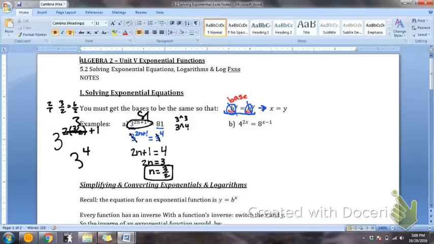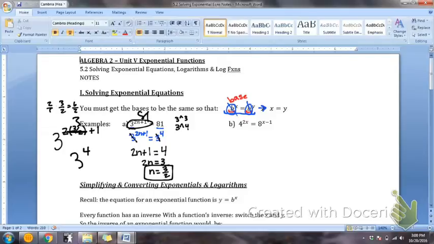I have a base of 4, which is okay. Can I make 8 become a base of 4? Meaning 4 to the something power is going to give me 8. 4 to the second power is what? 16, right? Because we're not doing multiplication, we're doing exponents. So 4 to the second power is too big, which means I can't make 8 become a base of 4.